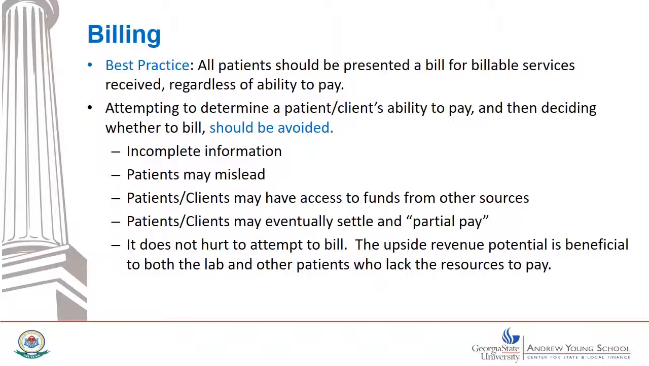The first priority is the client and the community's health. Too many problems can occur if you attempt to determine a client's ability to pay and then decide on whether or not to bill them. You may have been provided with incomplete information by the client. The client may mislead you in providing financial information. The client may have access to funds from other sources to pay the bill.